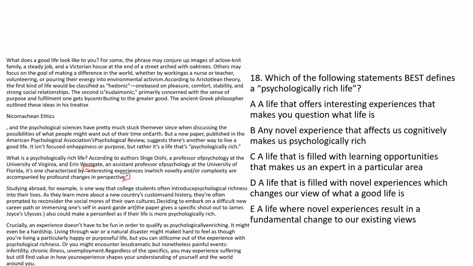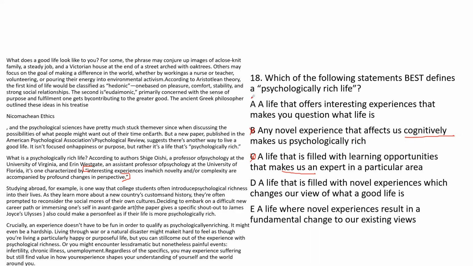Okay, let's look at the options. Option A: a life that offers interesting experiences that make you question what life is. This is a new idea altogether. This goes out of context. Option B: any novel experience that affects us cognitively. The author did not talk about affecting us cognitively, right? This also goes out. Option C: a life that is filled with learning opportunities that makes us an expert in a particular area. Learning opportunities is something discussed, but making an expert is something of a new idea. So this also goes out.